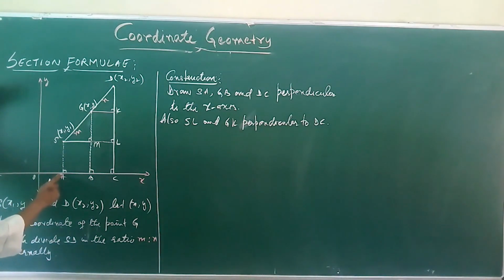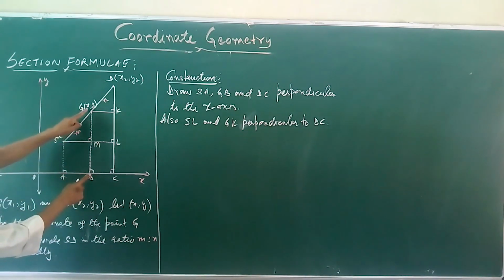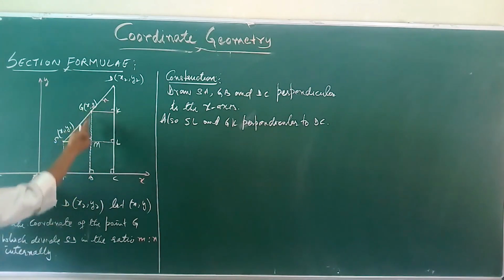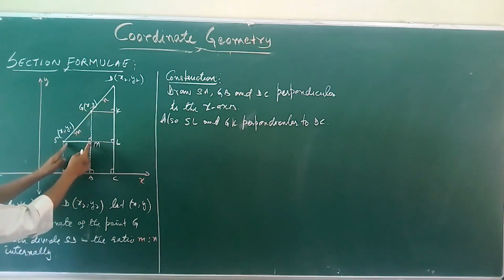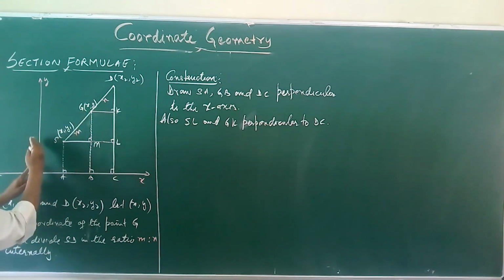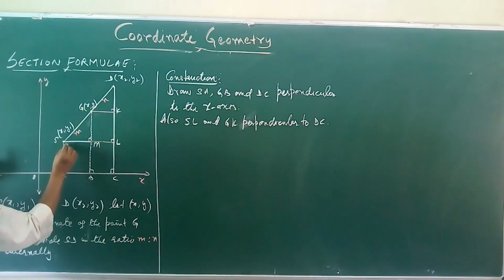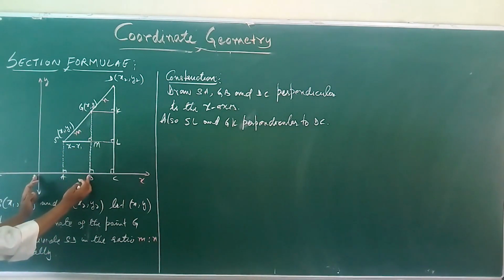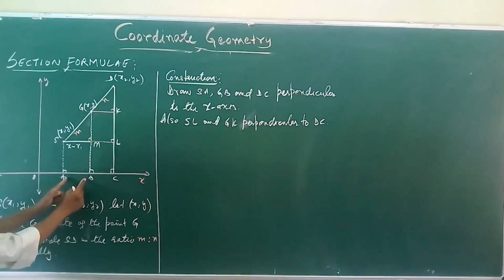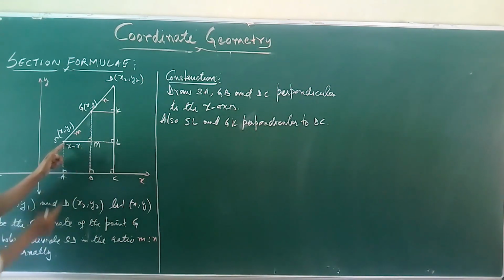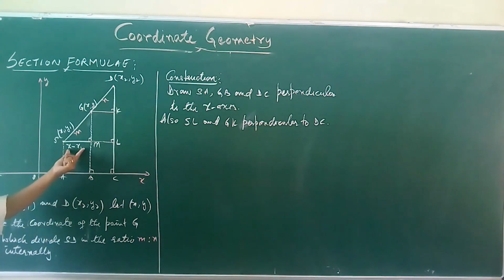The x coordinate of S is x1, and P is x. So x minus x1: the whole is x, and if we subtract x1, we get AB, and AB is nothing but this SM.